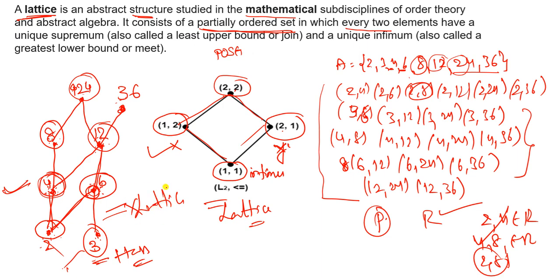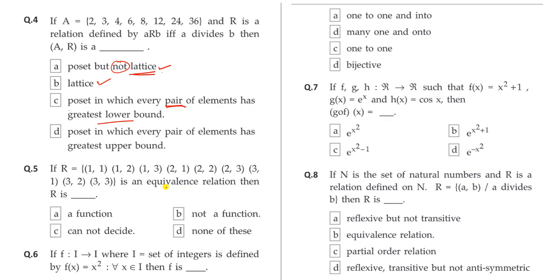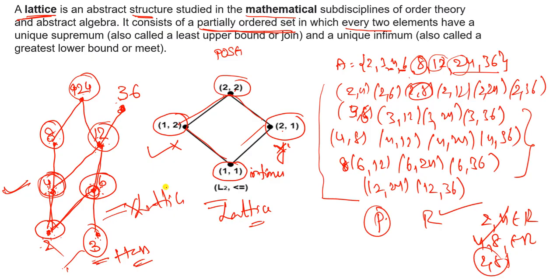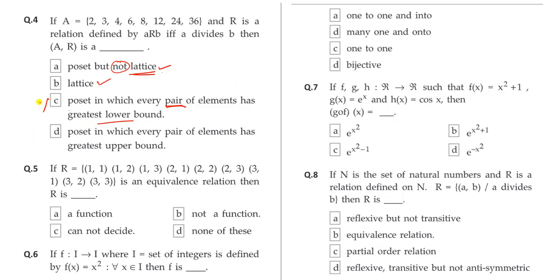And the next one: in the poset, every pair of elements has a greatest lower bound. Do all of them have greatest lower bounds? Check it. For 2 and 3 we have 6, for 4 and 6 we have 12, for 8 and 12 we have 24, but for 24 and 36 we don't have an upper bound. Similarly, this option is not correct, it is not a lattice, because 2 and 3 have no lower bound, no infimum, so it is a poset but not a lattice. So the answer is option A. Like this you have to do the fourth question.